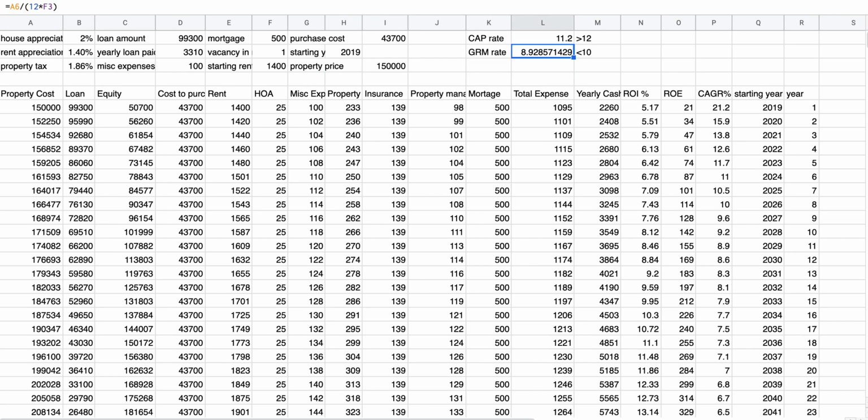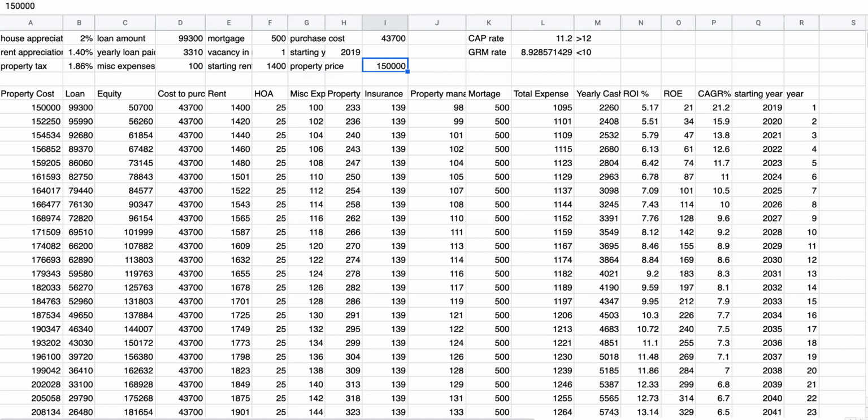The GRM rate is basically the property price divided by 12 times the monthly income, and the exact opposite is the cap rate: 12 times the monthly rental income divided by the property cost. So if you have these ratios looking healthy, now let's assume that this was 10 years back, that this was the price of the property.